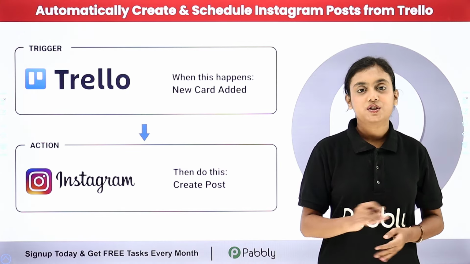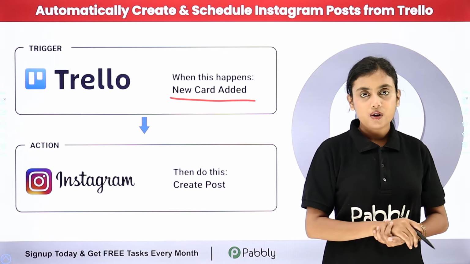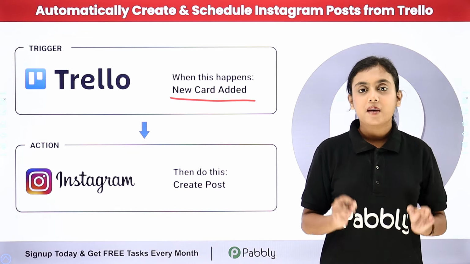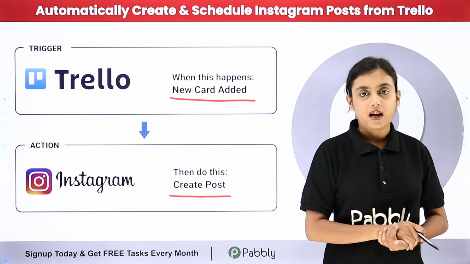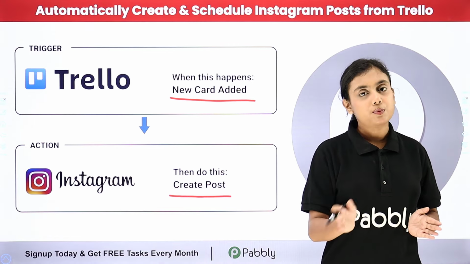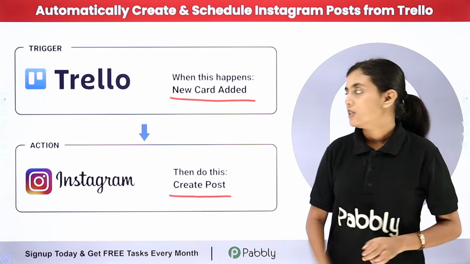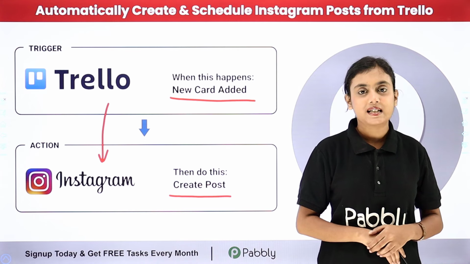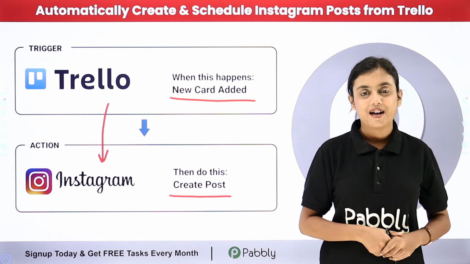So here in this automation, what is going to happen? As soon as I add a new card in my Trello account of the content that I want to post on my Instagram, automatically that card will be created as a post in my Instagram account. The content is going to be posted on my Instagram account. And for that, we are going to be creating an automation between Trello and Instagram with the help of Pabbly Connect. So if you want to learn about this amazing automation, then let me take you all to my screen.